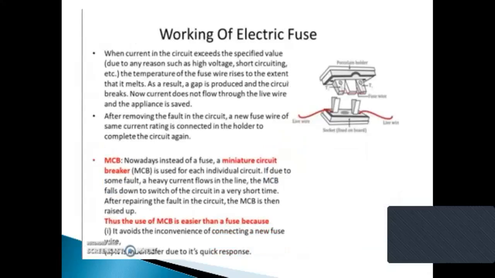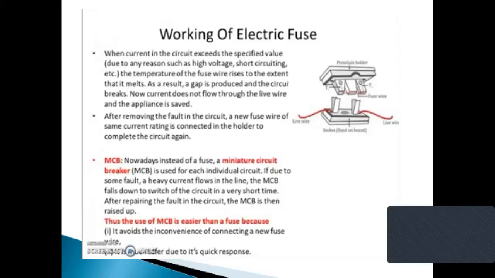So let's study the working of an electric fuse. We know that a fuse is made up of a material which has a low melting point. When the current in the circuit exceeds the specific value due to any reason, such as a faulty connection, high voltage, or short circuiting, the temperature of the fuse wire rises to the extent that it melts.